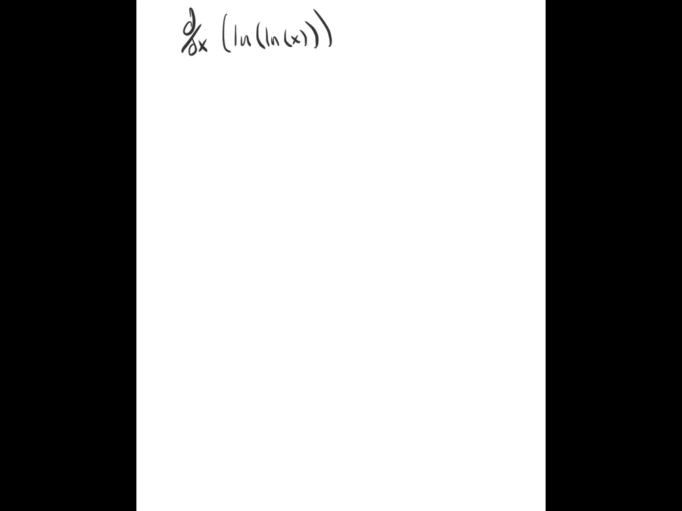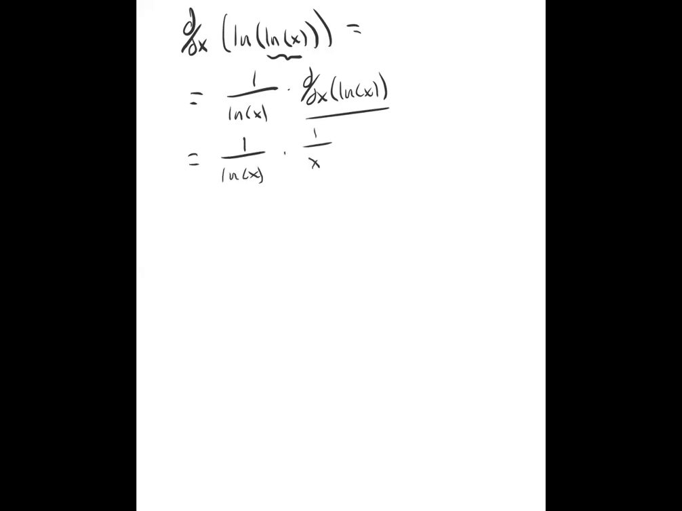So the argument is ln of x. So again, when I'm thinking about these, I say, okay, well, we're going to do 1 over the argument times the derivative of the argument, right? So this is 1 over ln of x times d/dx of ln of x. And we know what this is. It's just 1 over x. So we have 1 over ln of x times 1 over x, which is 1 over x ln of x.